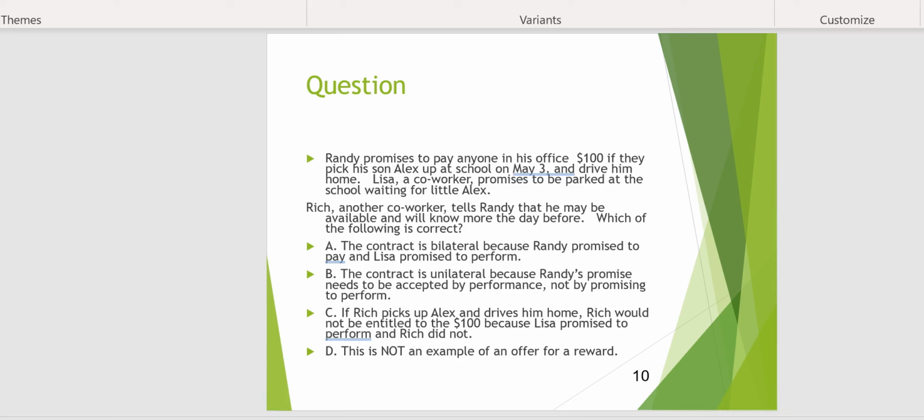So let me tell you what would happen if both Lisa and Rich both showed up at the school waiting for Alex to come out. Whoever Alex got in the car with and whoever drove Alex home, they would be entitled to the $100. The other one who showed up and didn't drive Alex home would be entitled to nothing.